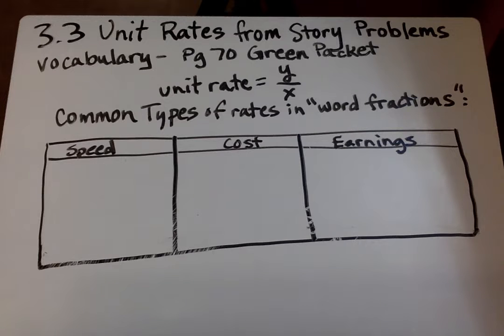Hello students, we are on page 70 in your green packet. We will go over 3.3 unit rates from story problems. Our objective: I can find a unit rate from a story problem.